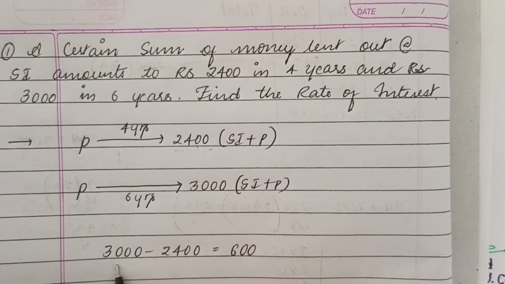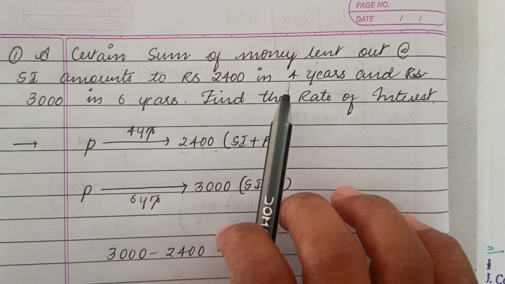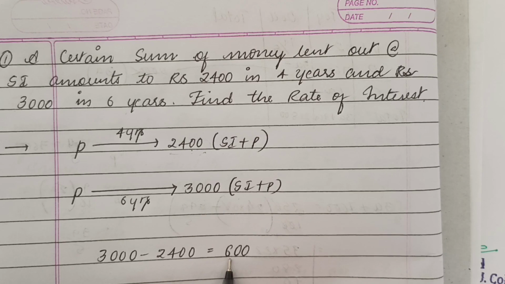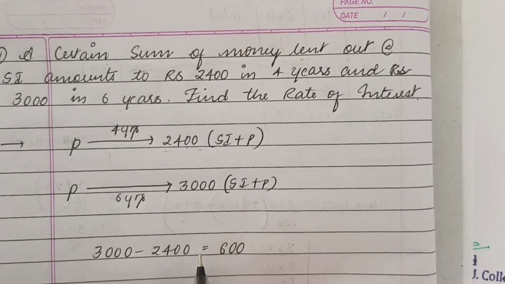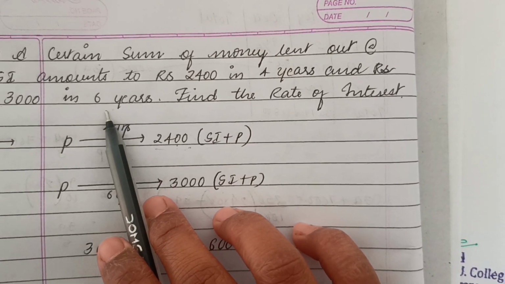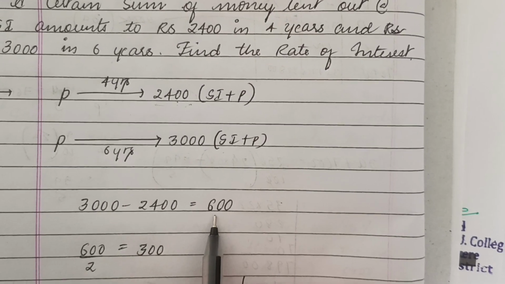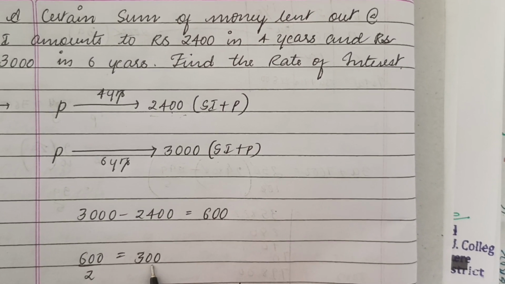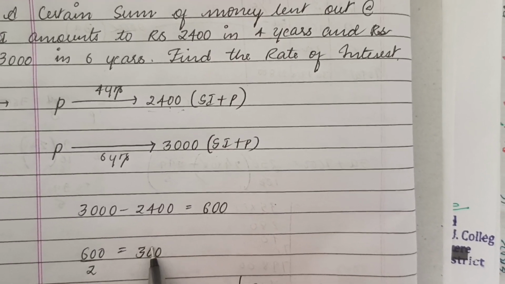They have told that the amount will become 3000 in 6 years, so I have written 3000 here, and the amount will become 2400 in 4 years, which I have also written here. So the difference will be 600. This is the simple interest we receive between 4 years and 6 years, a gap of 2 years. That's why I have divided this 600 by 2, which is equal to 300. So this is the simple interest I am going to receive every year.